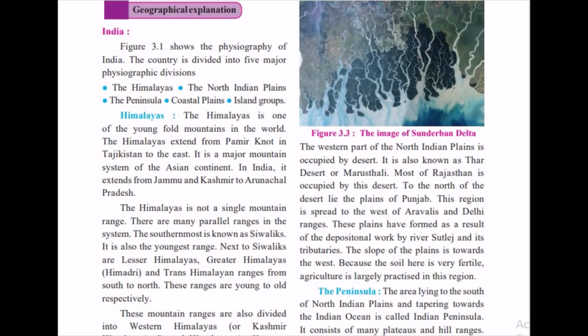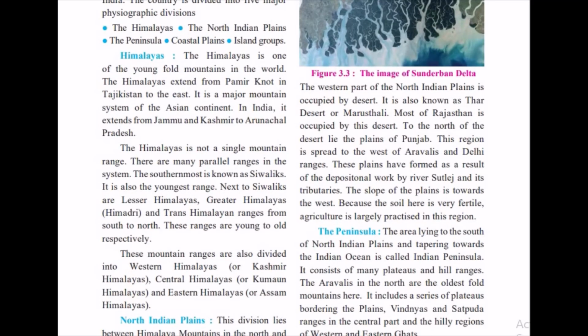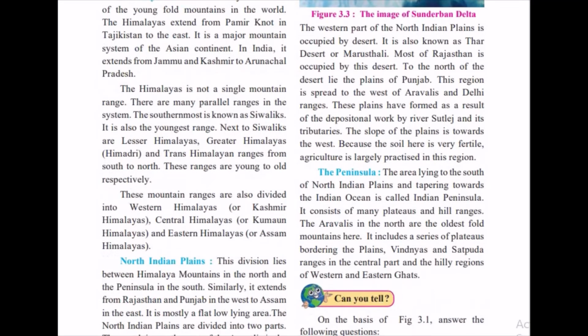The western part of the northern Indian plain is occupied by the desert. It is also called the Thar desert or Marusthal. Most of Rajasthan is occupied by this desert. To the north of this desert lies the plain of Punjab. This region is spread to the west of Aravallis and the Delhi range. These plains are also formed as a result of depositional work by river Satluj and its tributaries. The slope of this plain is towards the west. Because the soil is very fertile, agriculture is largely practiced in this region.